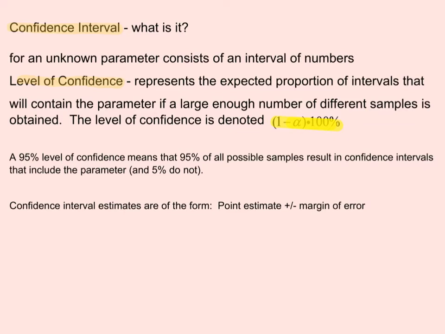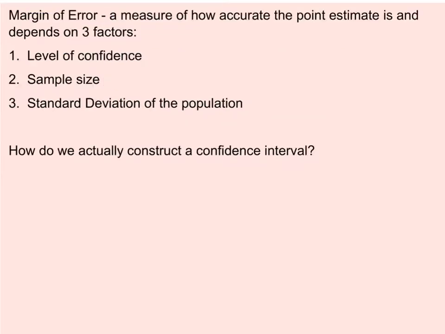Okay, so a 95% level of confidence means that 95% of all possible samples result in confidence intervals that include the parameter, 5% do not. And confidence intervals, what they look like is a point estimate, a number, plus or minus a margin of error. So it's a number plus or minus a margin of error.